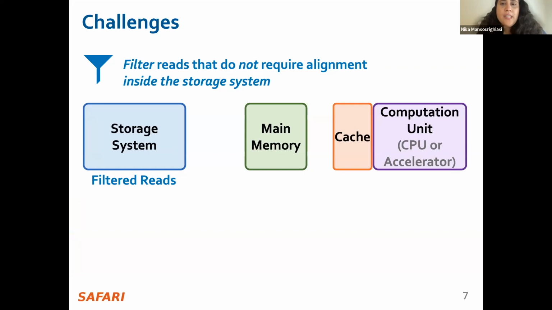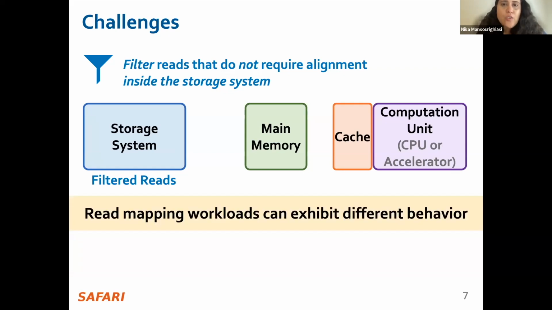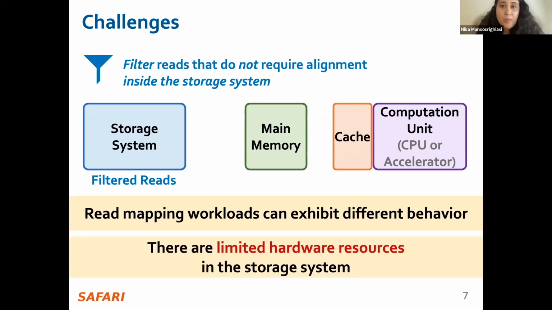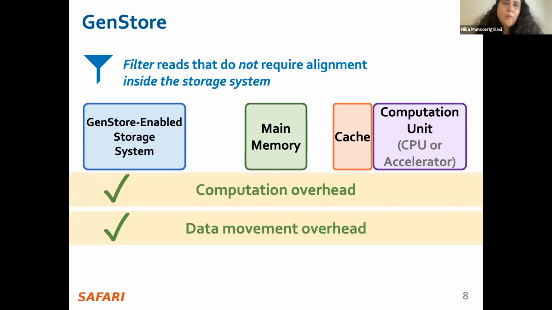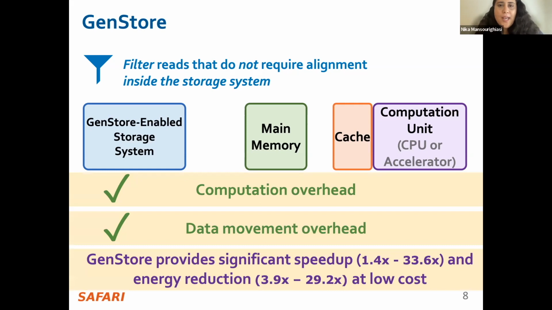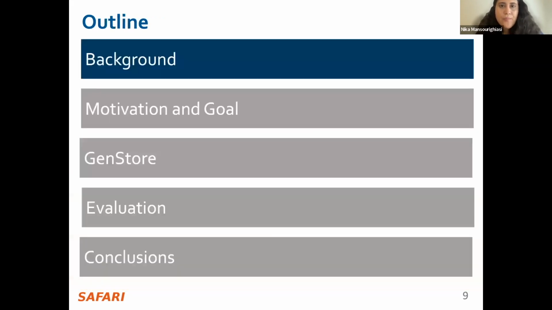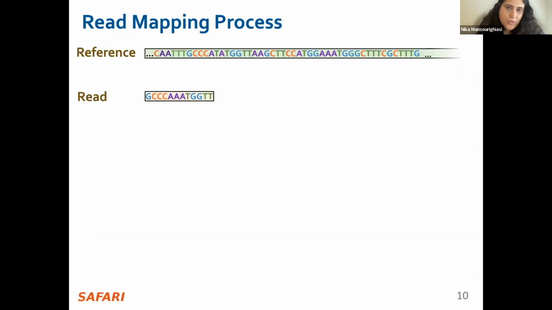However, filtering reads in a modern SSD can be challenging due to different behavior across read mapping workloads and limited resources available in the SSD. By addressing these challenges, we propose GenStore, the first in-storage processing system designed for genome sequence analysis to reduce both computation and data movement overhead. GenStore provides high performance and energy benefits compared to state-of-the-art hardware and software baselines. So that was a summary of my talk. Let's start with the background on read mapping so we can dive into the talk in more detail.